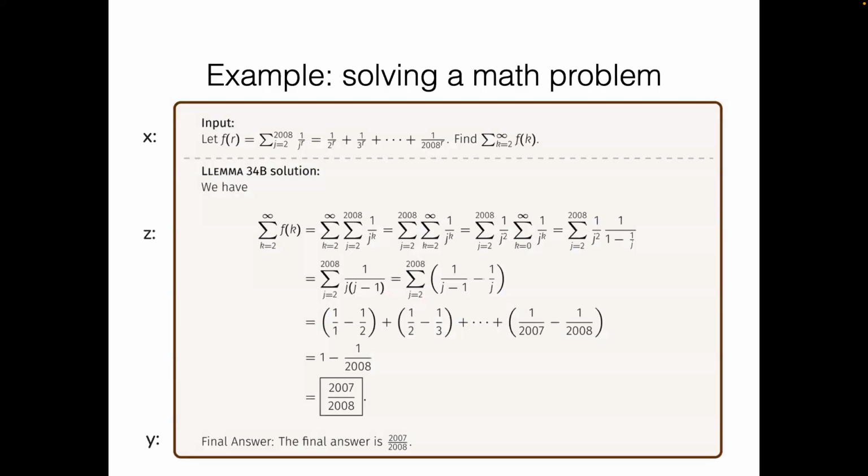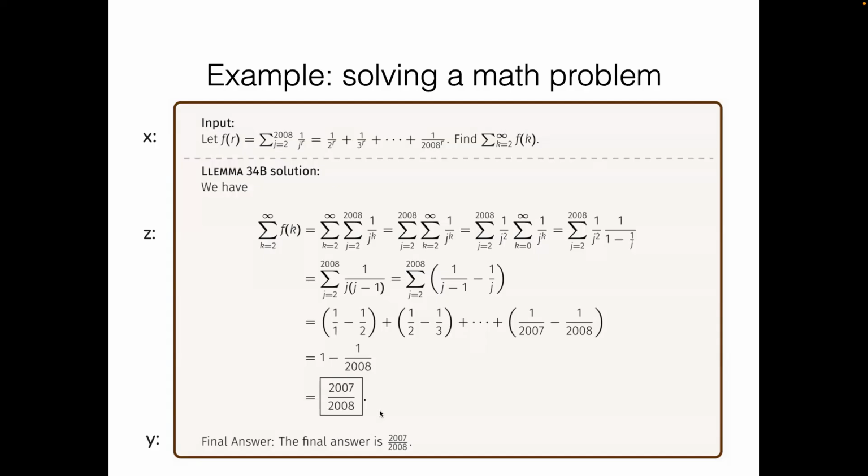So an example is, let's say we're trying to solve this math problem here. You have some input X, you have some solution Z, and you have some final answer Y. The reason I'm breaking it up into the solution and the answer is because a later method that we'll talk about actually just looks at the answer. Whereas here we're saying that this scoring function or reward model is looking at the entire solution and also the answer.